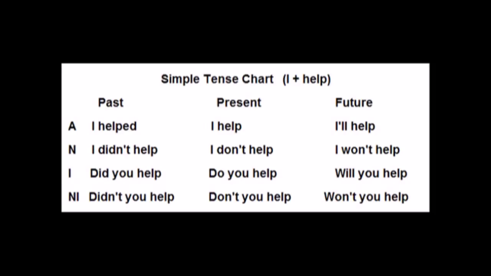The answers are: past tense, I helped, I didn't help, did you help, didn't you help. Present tense, I help, I don't help, do you help, don't you help. Future tense, I'll help, I won't help, will you help, won't you help. This concludes today's lesson, and we will start our next lesson using she and he with a verb in the simple tense.